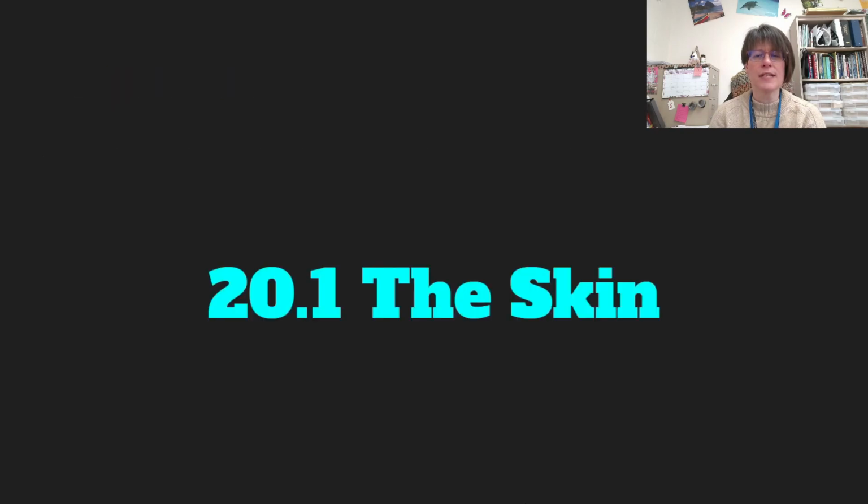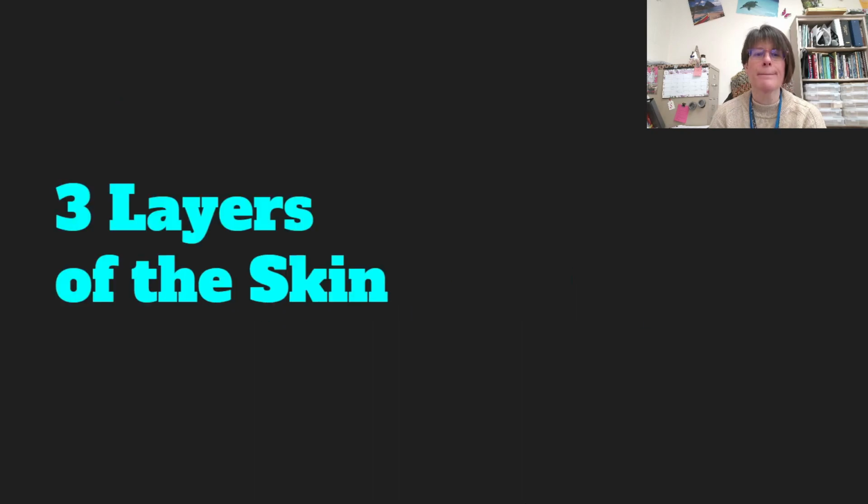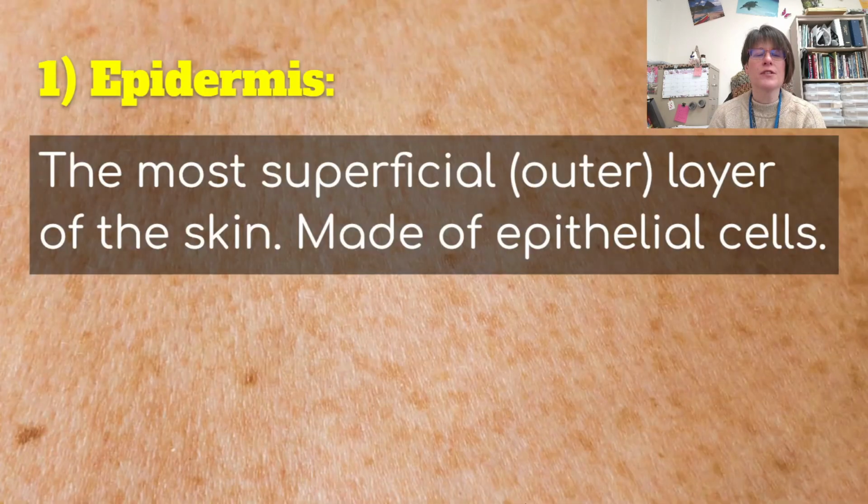So first, in the integumentary system, we're going to start by talking about the skin. There are 3 layers to the skin. The first layer is the epidermis. This is the most superficial, which means outer layer of the skin, and it's made of epithelial cells.